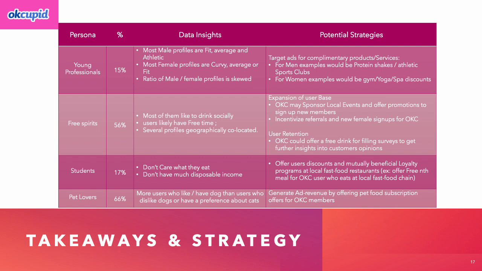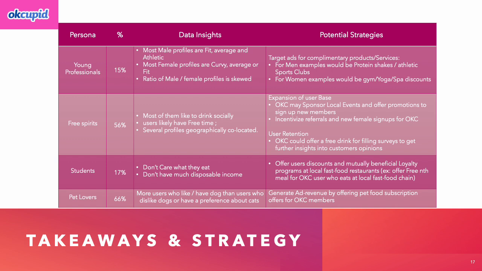Students are about 17% of the whole. They don't care what they eat, they don't have much disposable income either. So maybe we can use that to our advantage by offering them discounts and mutually beneficial loyalty programs at local fast food restaurants. For example, offer free fifth meal, sixth meal, nth meal for OKC users who eat at a particular local fast food chain. That might be a great strategy.